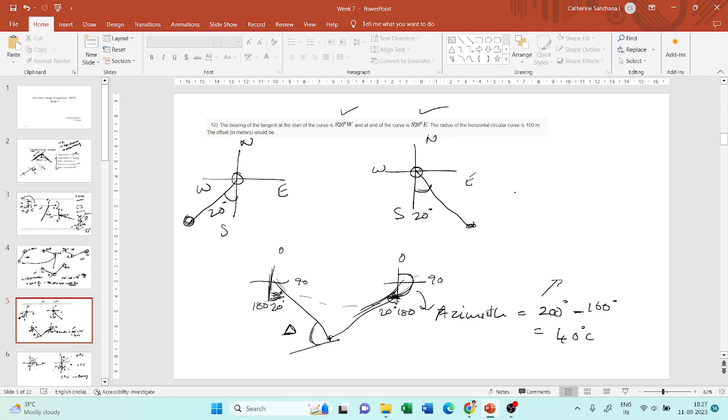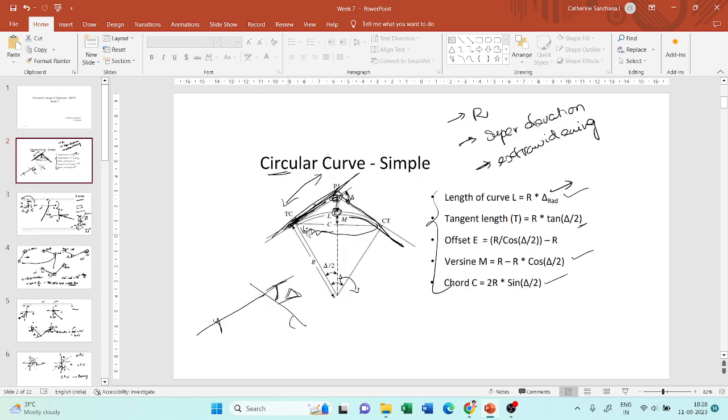So now, with respect to this, you have to find out the offset. The radius of the curve is given as 100 meters, and they've asked you to find out the offset. So the offset is given by r cos delta by 2 minus r.